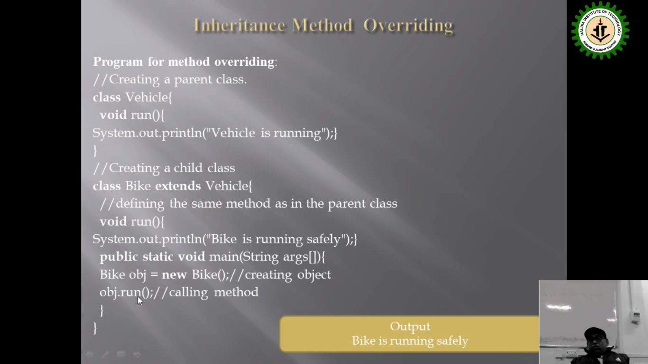The method is called. Then what will be the output? The output is bike is running safely. This is overriding. The child class overrides the parent class method. This is the method overriding.